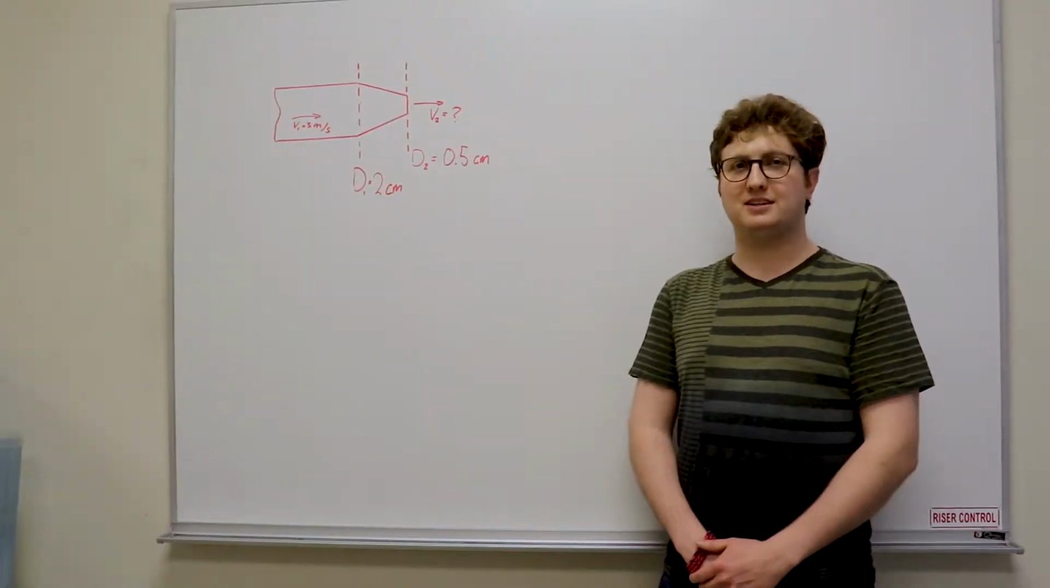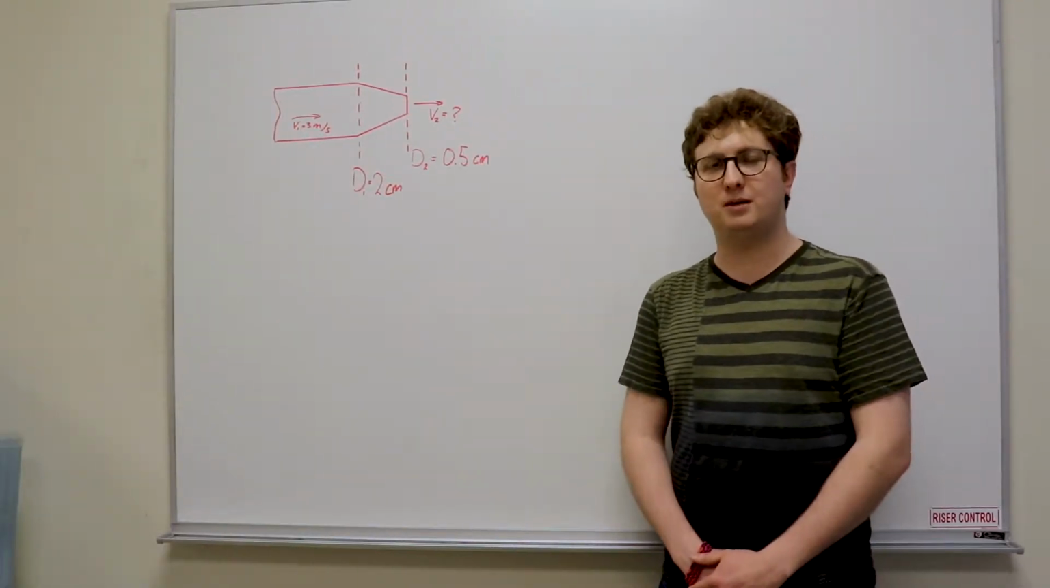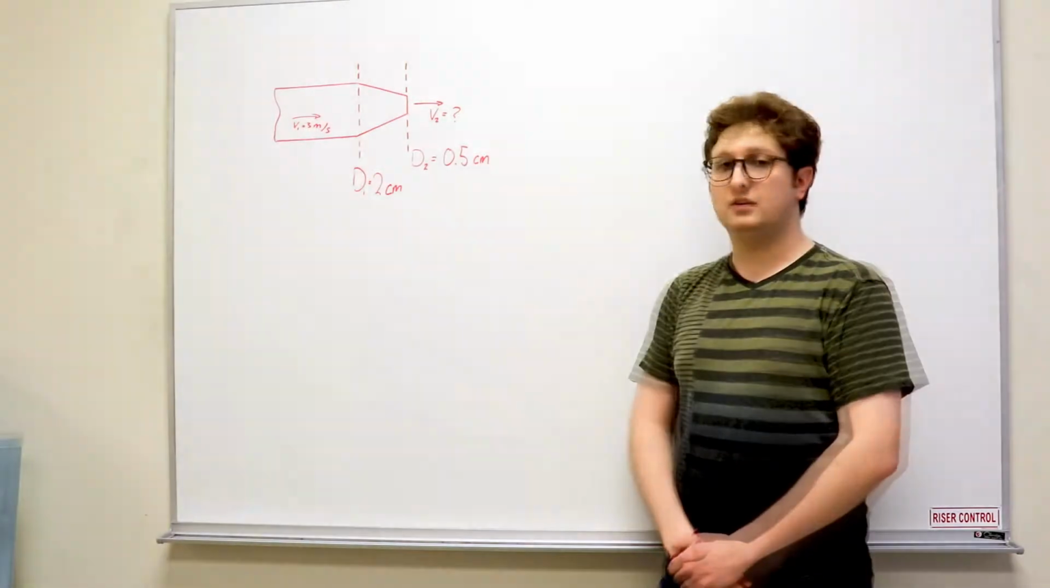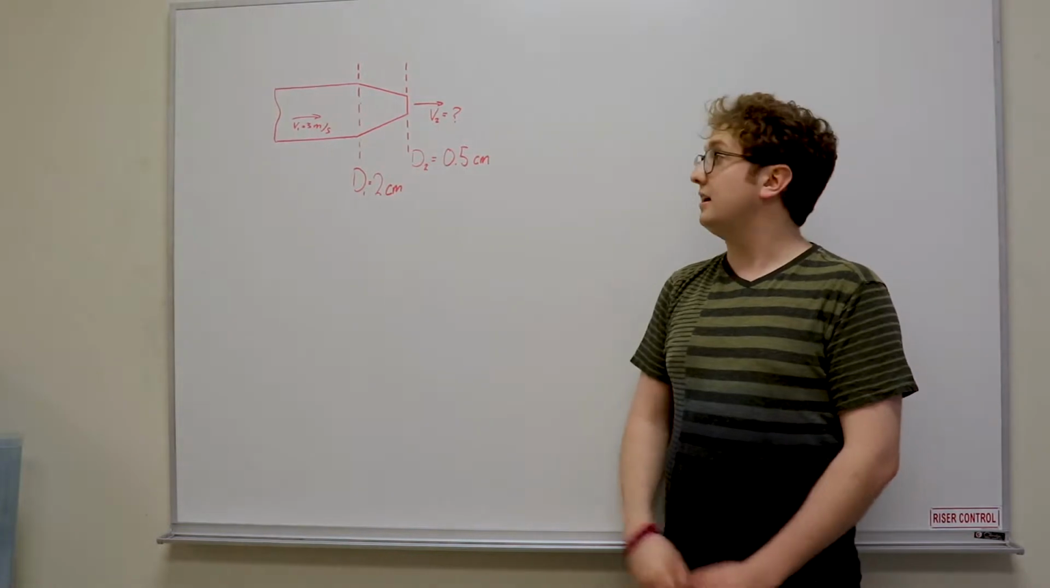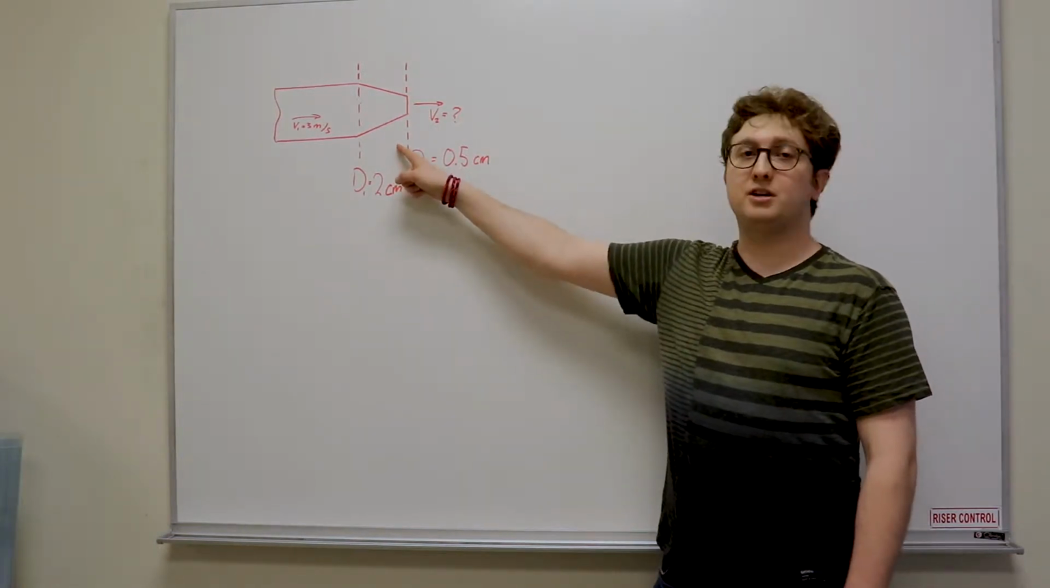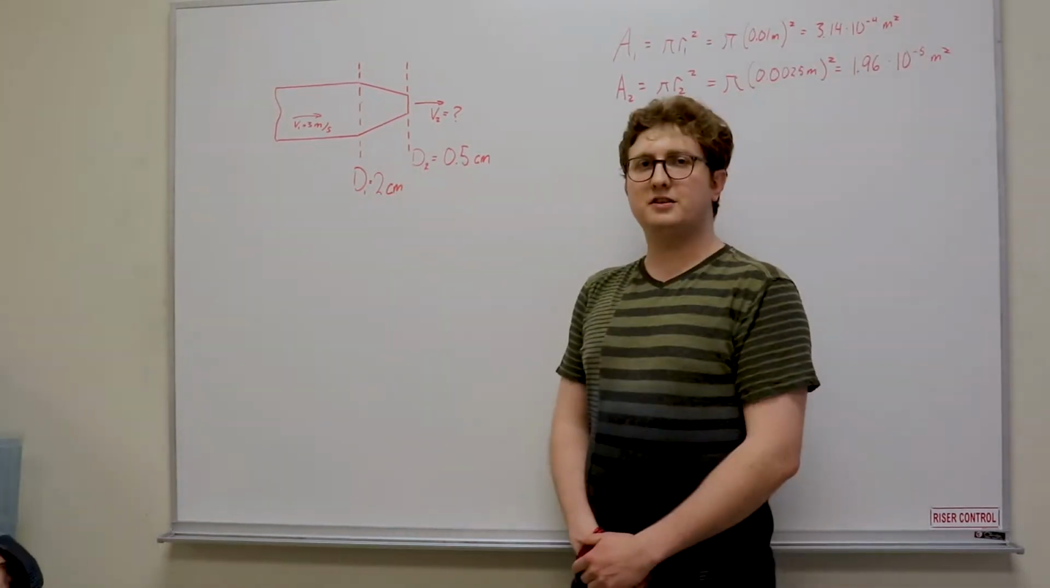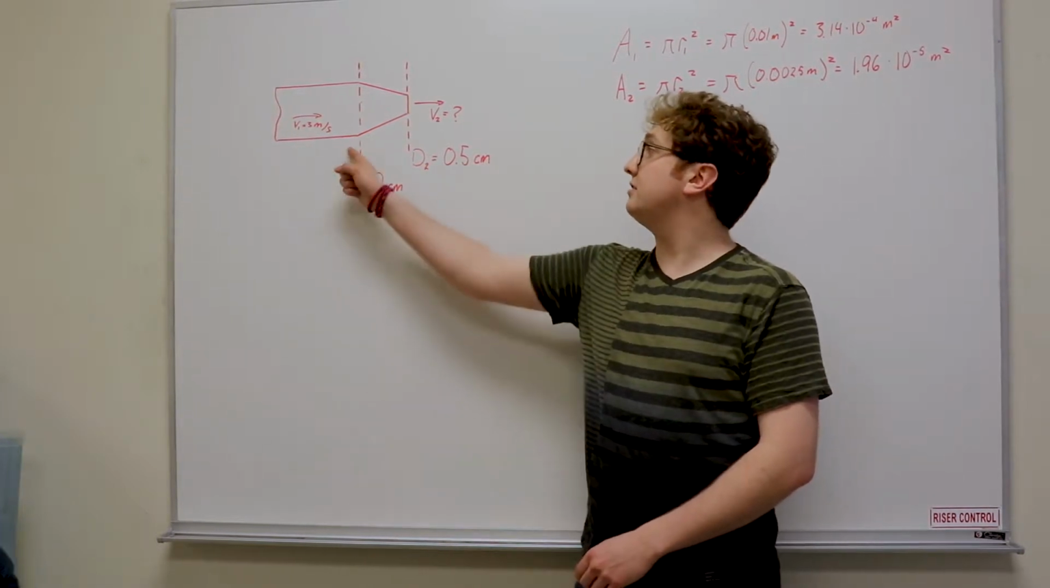Now we're going to work out a simple example problem to see how a nozzle can be used to speed up water in a hose. Water moving at 3 meters per second in a 2 centimeter diameter hose enters a nozzle with an exit diameter of 0.5 centimeter.